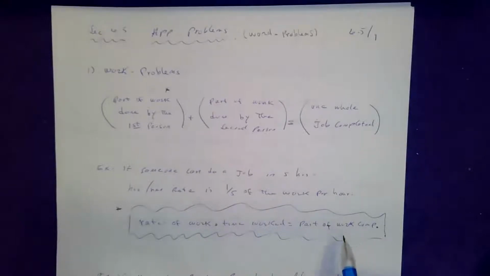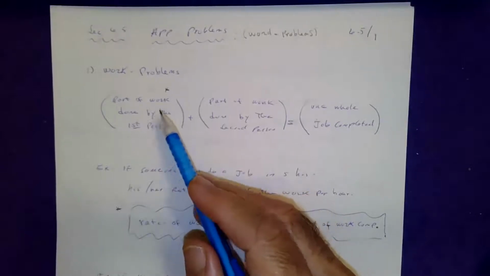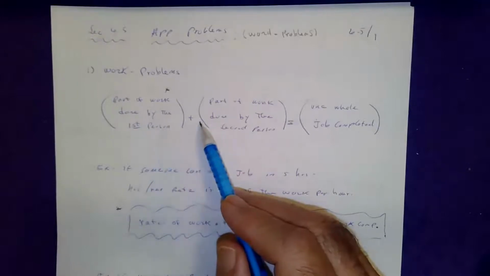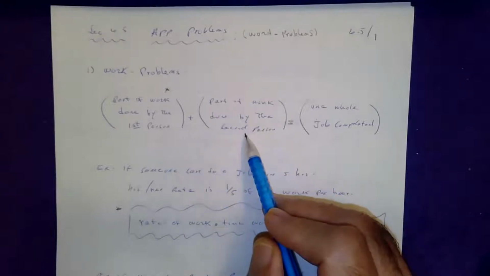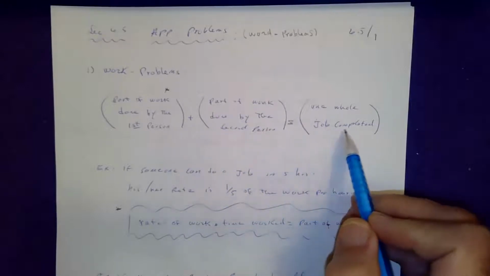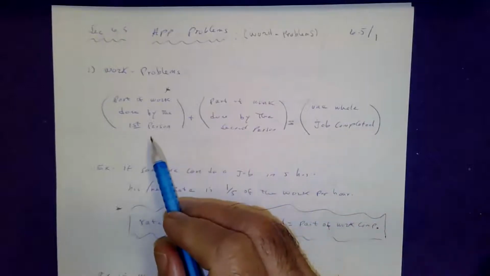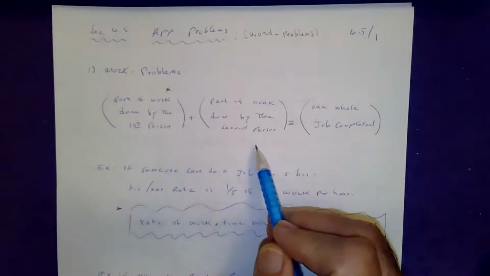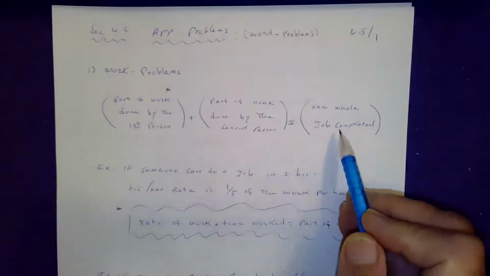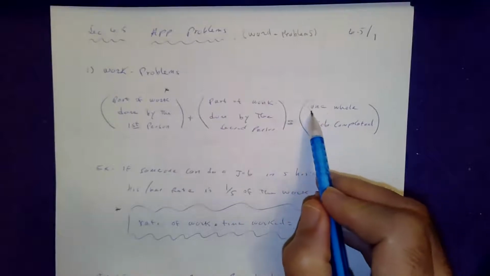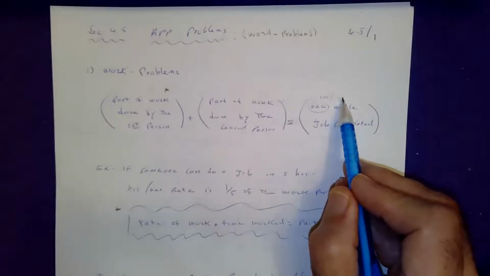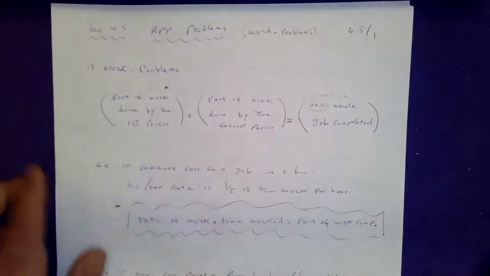But in order to find part of the work completed, you find the part of the work done by the first person plus part of the work done by the second person equals one whole job. In other words, if I do 1/3 of a job and you do the remaining 2/3, when we are done with the job, we have done 100% of the job, which is one whole job. Yes? So that's where one is coming from.